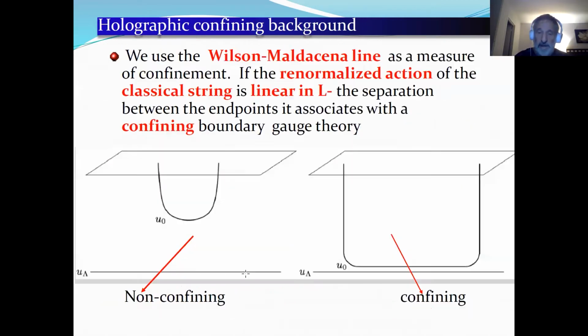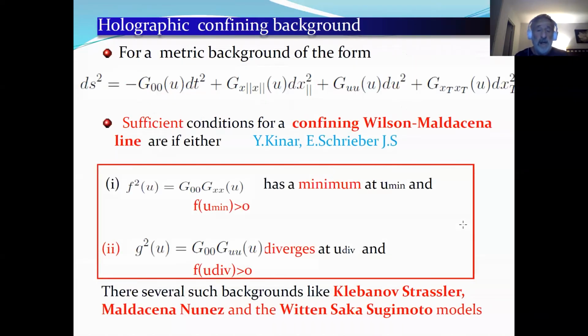We have to recall that these objects are always divergent in holography. One has to normalize them. One normalization way is to subtract these vertical segments, and the renormalized part would be linear with L. And for instance, there are several such backgrounds. For instance, the Klebanov-Strassler and Maldacena-Nunez backgrounds obey this first condition, whereas the so-called Witten's model obeys the second one.